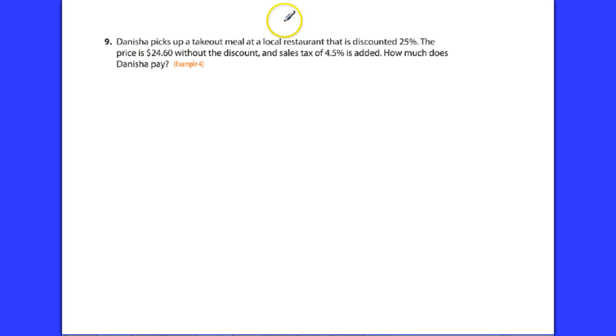Denisha picks up a takeout meal at a local restaurant that's discounted at 25%. Okay, so it's kind of like the last one. They told me the percent that the discount was, but I don't think they tell me the amount. The price is $24.60 without the discount. Okay, so that's the price. Then you're gonna have to take that discount off, and then there's a sales tax of 4.5% that's included.